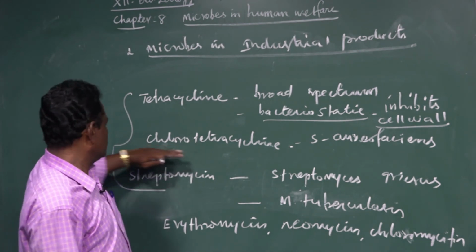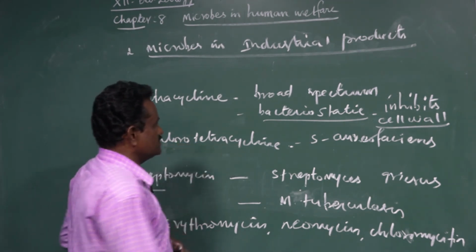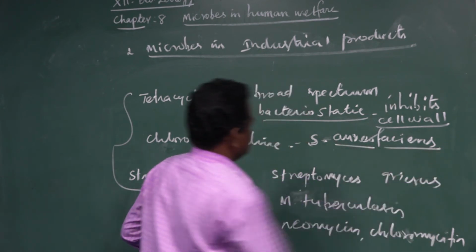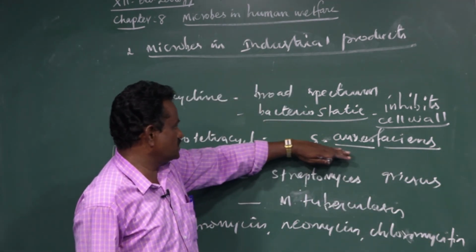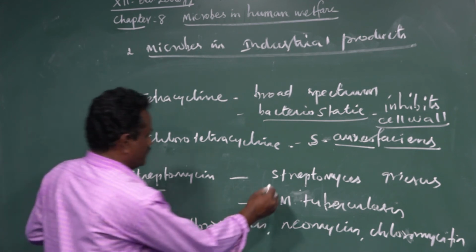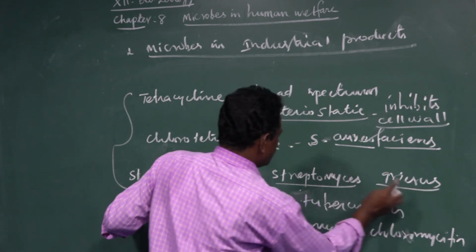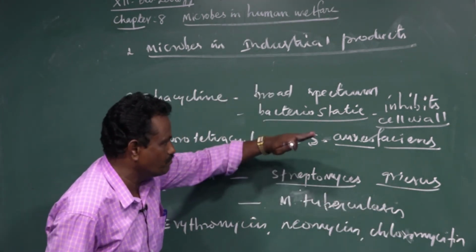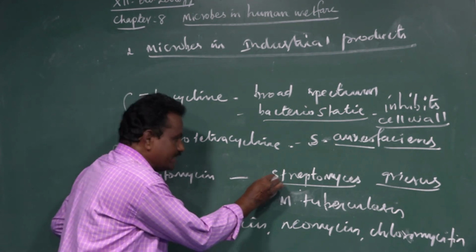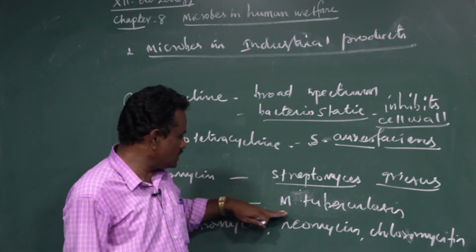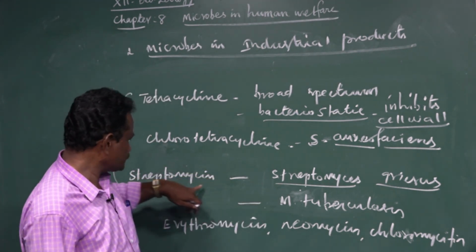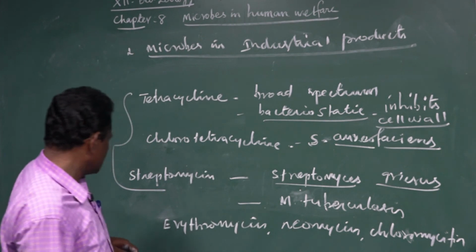In the tetracycline group, chlorotetracycline was the first antibiotic prepared, using the microbe called Streptomyces aureofaciens. Streptomycin is obtained from the microbe called Streptomyces griseus by the scientist Selman Waksman, in the year 1943. This medicine is useful to treat diseases like tuberculosis. Tuberculosis is caused by Mycobacterium tuberculosis, which can be treated by using the medicine called streptomycin.